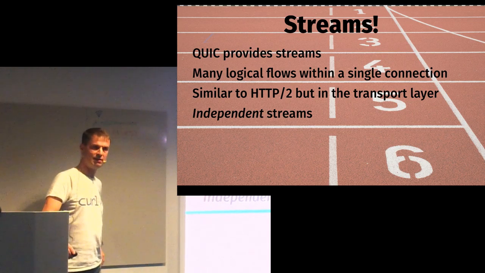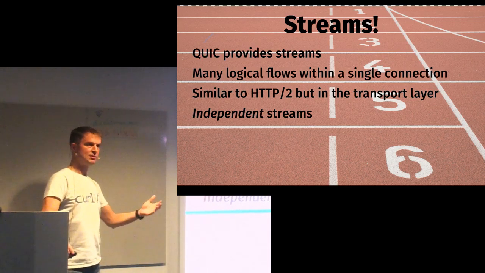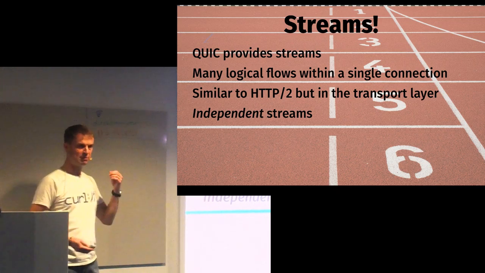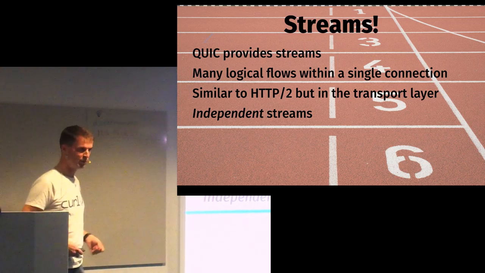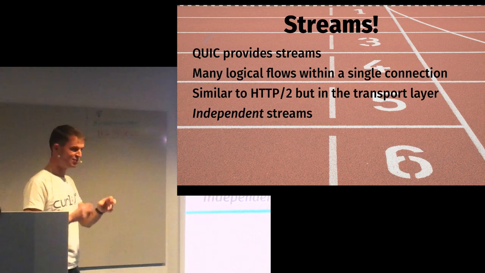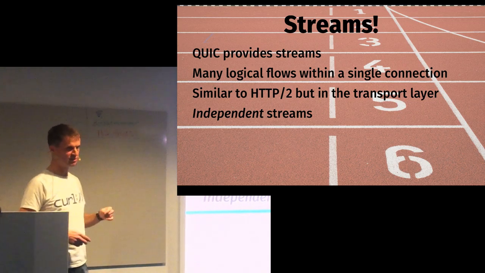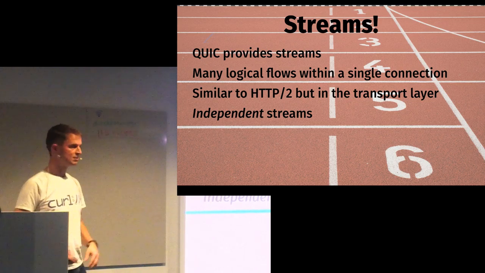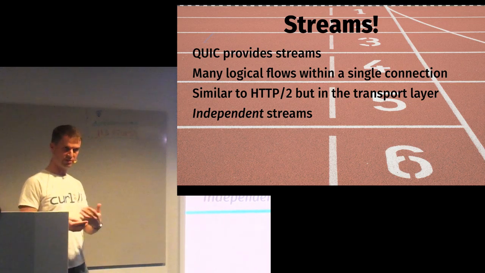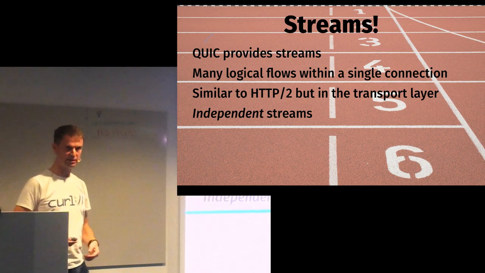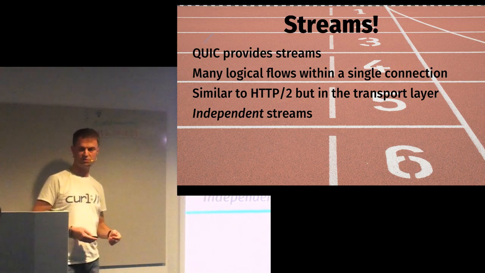And they're independent. So we can send a lot of streams, and if we lose packets here and there, we only lose those packets for the particular streams that they belong to. The other streams can continue. The design is very carefully made so that packets are independent of each other in that regard. So only the lost packets are lost. We don't have to hold up the other streams.